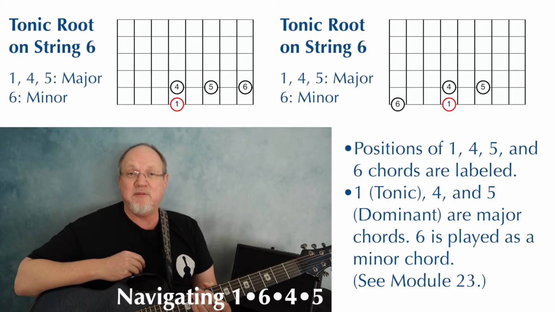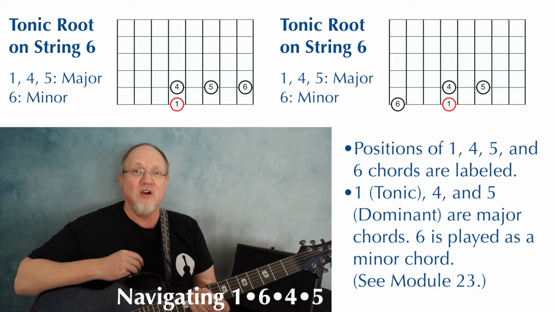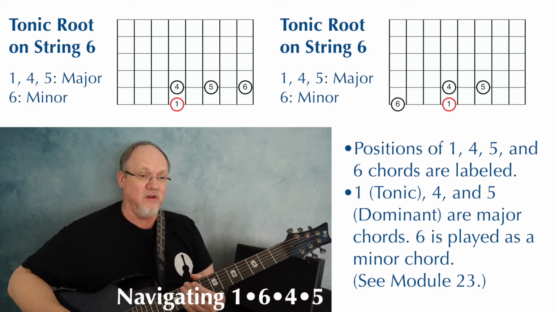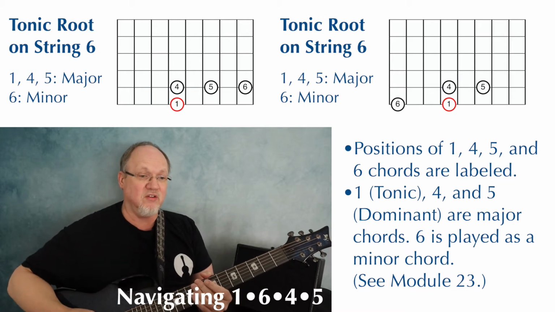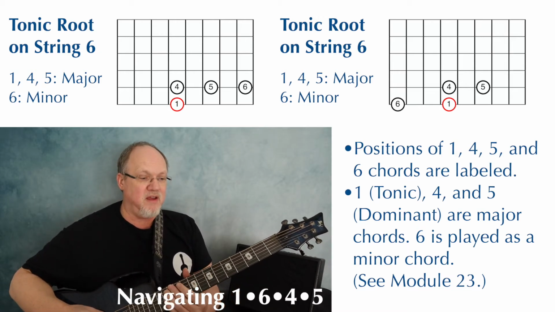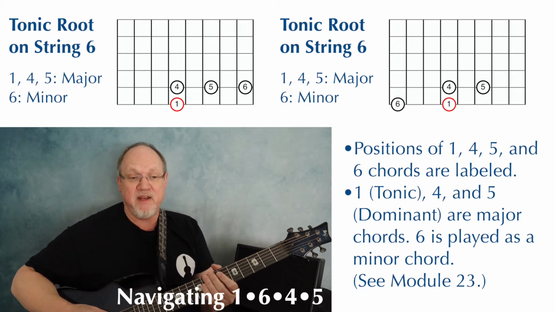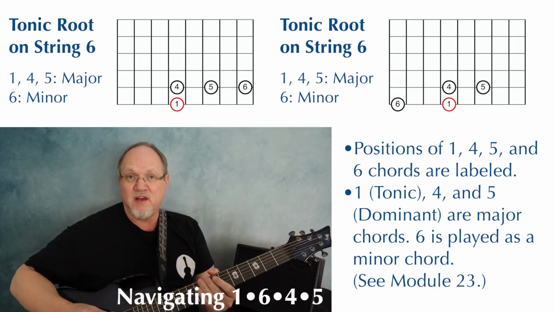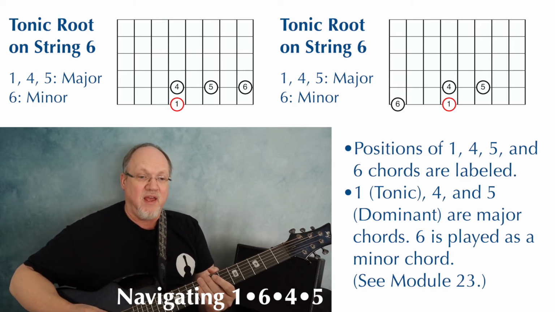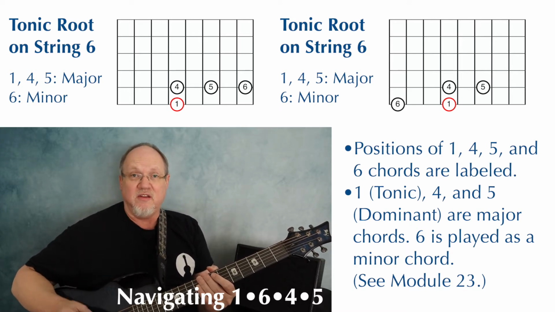These fretboard diagrams show how to find the root of the 4, 5, and 6 chords relative to the 1 chord. The 1, 4, 5, and 6 chord positions are labeled inside the circles. And when you play a chord with the root based on the 1, 4, or 5, you'll be playing a major chord because in major keys, the 1, 4, and 5 are major chords. And you'll be playing minor shapes for the 6th chord because the 6th chord in your major key is minor.